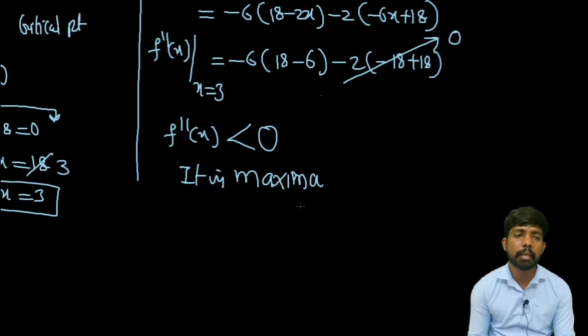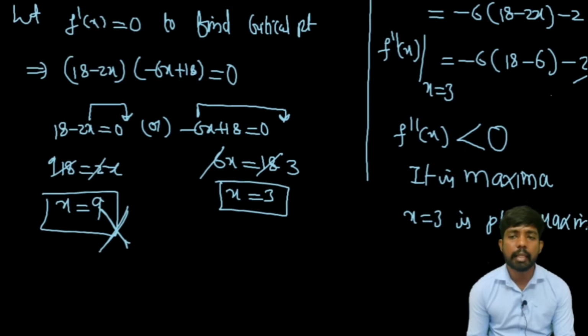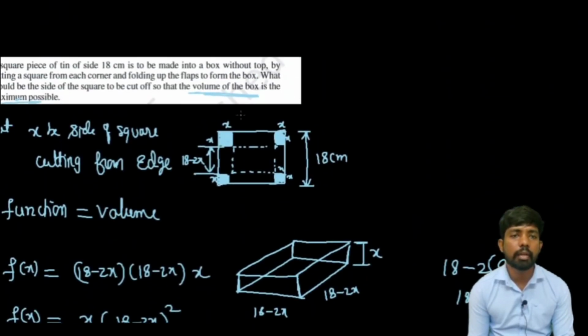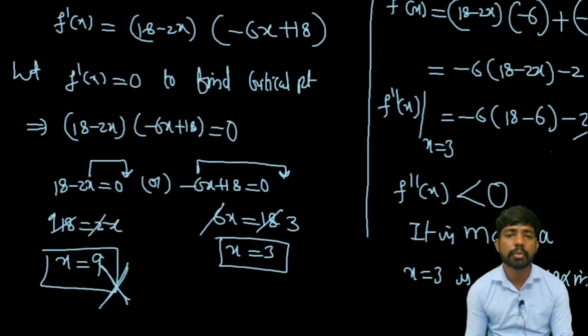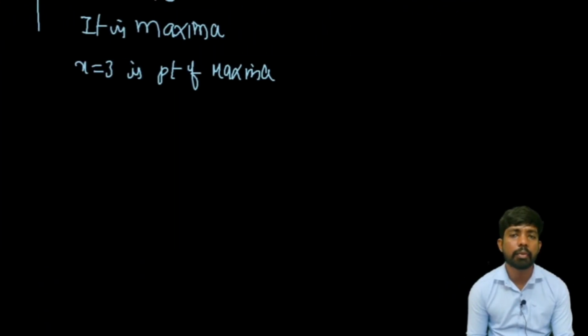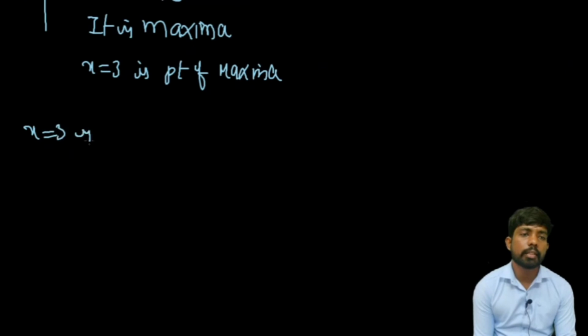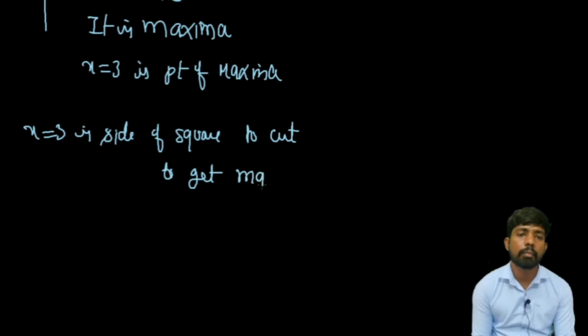And where is it maxima? At x equals 3 is a maxima. X equals 3 is the point of maxima. Okay. Now what is it asking? It is asking what should be the side of the square to be cut off so that the volume of the box is a maxima. So at x equals 3 is the side we have to cut. X equals 3 is the side of the square to cut to get maximum volume.